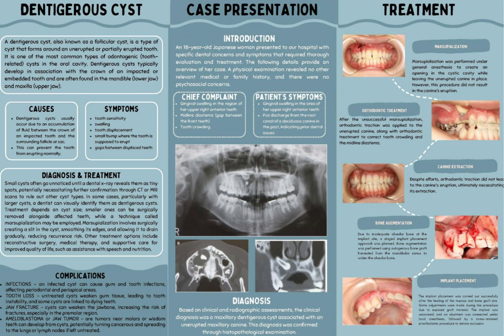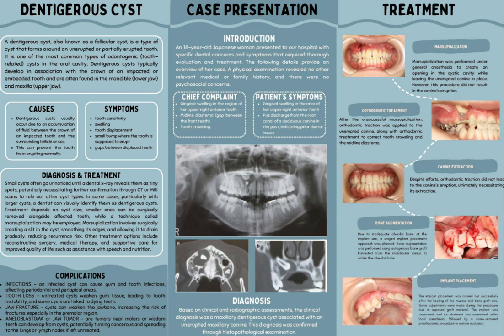Canine extraction: given the patient's age and aesthetic concerns, the decision was made to extract the impacted canine. Bone grafting: the alveolar bone was found to be inadequate after the large cyst's marsupialization, which prompted the need for bone grafting. An autogenous bone graft was harvested from the mandibular ramus to widen the alveolar bone.